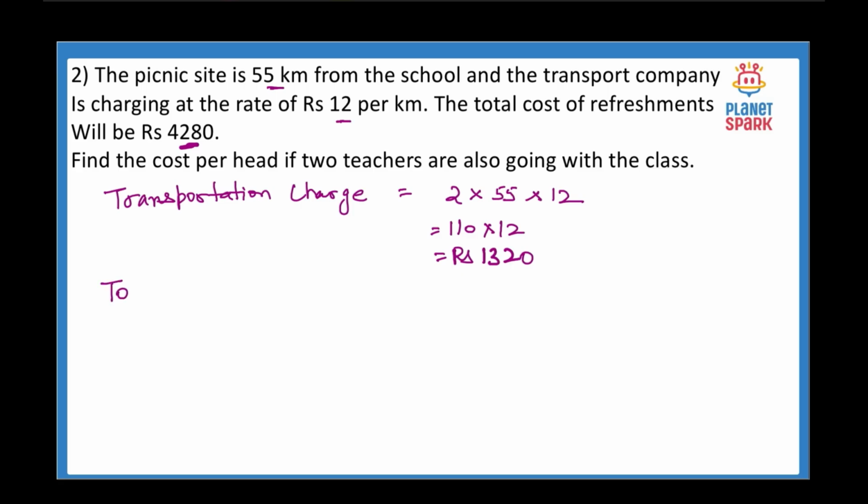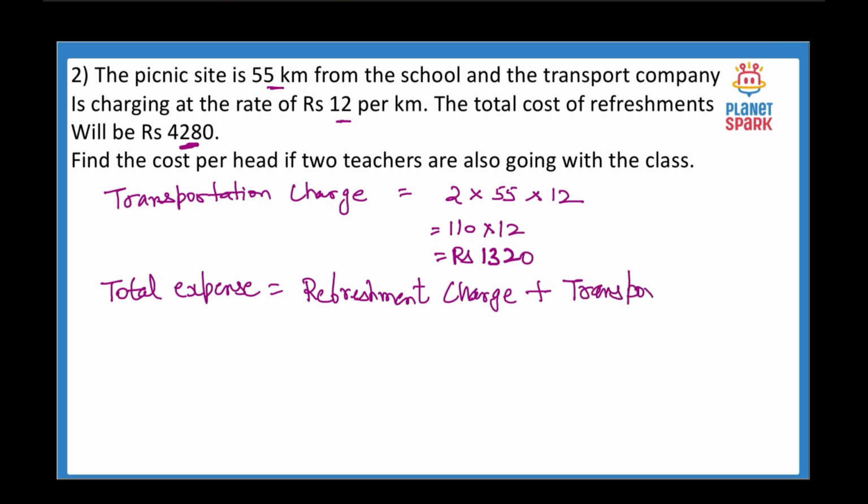Total expense will become transportation cost plus the refreshment cost. Now the transportation cost is 1320 and the refreshment cost is 4280. So we are going to add them and get the total expense. Refreshment charge is rupees 4280, transportation charge is rupees 1320. Adding them, we get the total expense. So my total expense is rupees 5600.